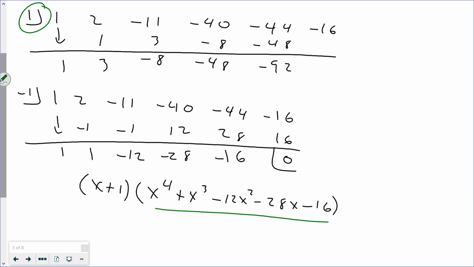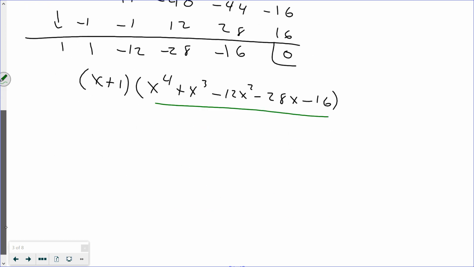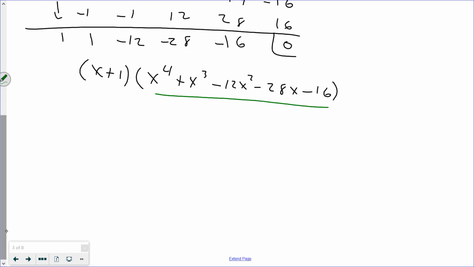Since this fourth degree polynomial is a factor of p of x, if something is not a factor of p of x, it cannot be a factor of any of its other factors. So that means when I'm doing synthetic division with this fourth degree polynomial, I do not need to check 1, because I already know it's not going to work. So I can start right away with negative 1. Does that make sense why I'm skipping 1, why we don't need to check it?